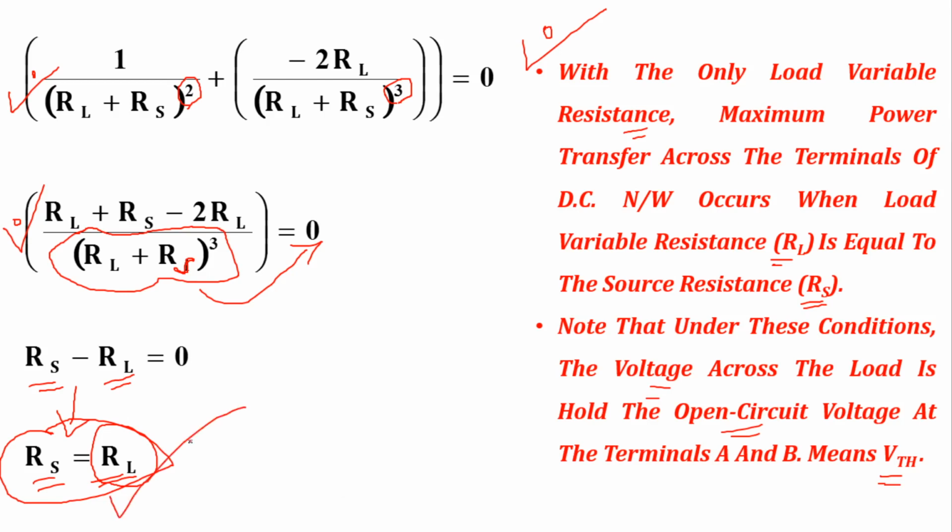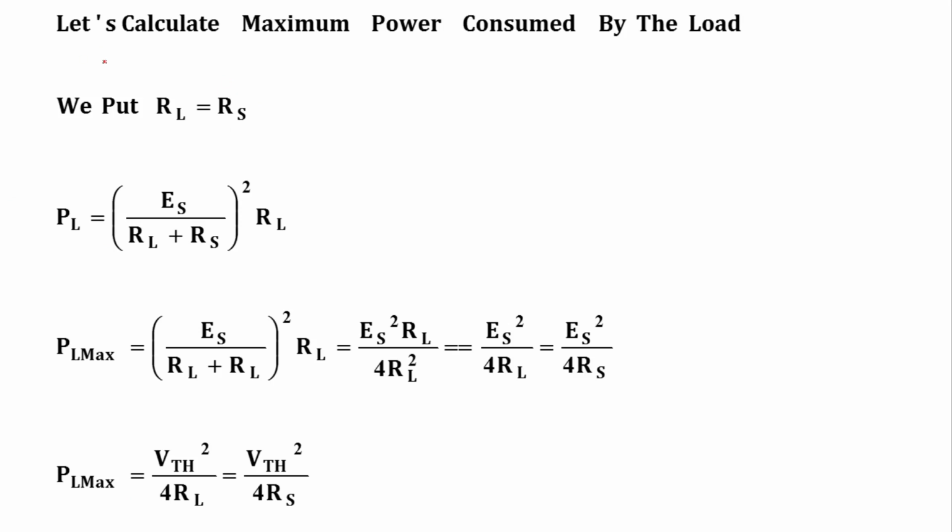So the condition for maximum power transfer looks like this: source resistance should be equal to load resistance. So let's calculate the maximum power for this particular condition. We have to put RL is equal to RS. So the equation of power loss is equal to ES upon (RL plus RS) whole square multiplied by RL. So we will put source resistance equal to load resistance, so this RS will be replaced by RL.